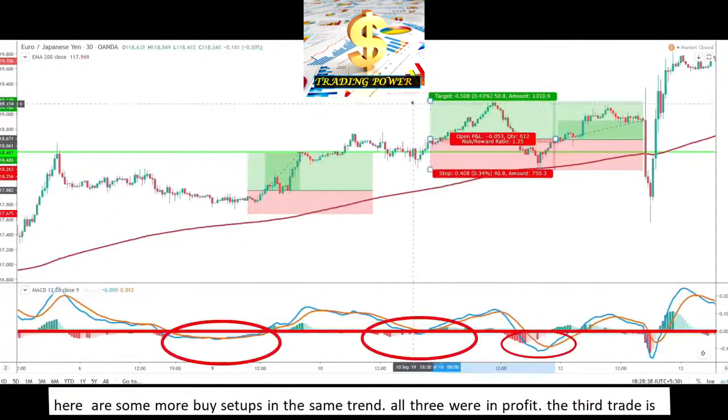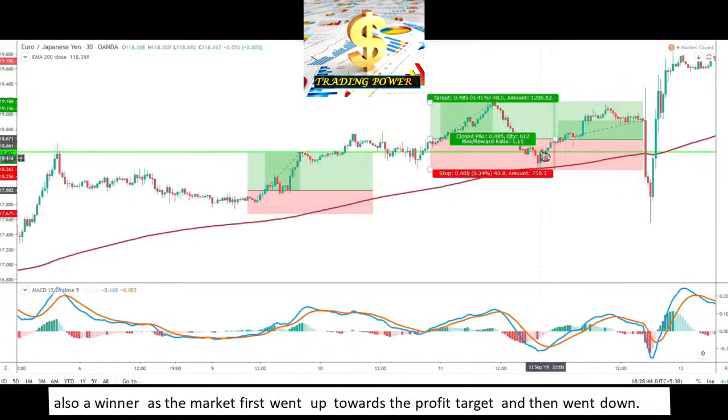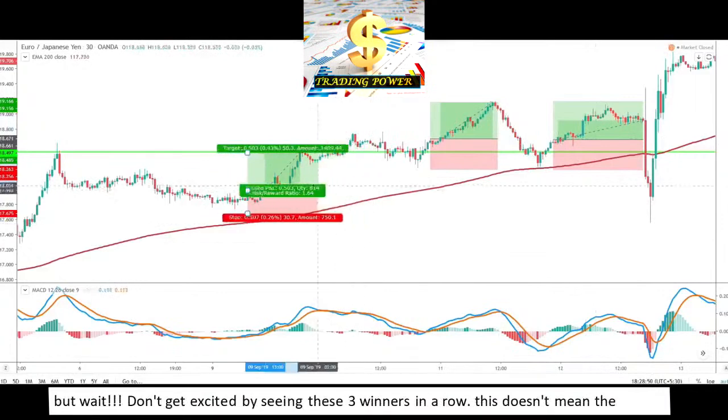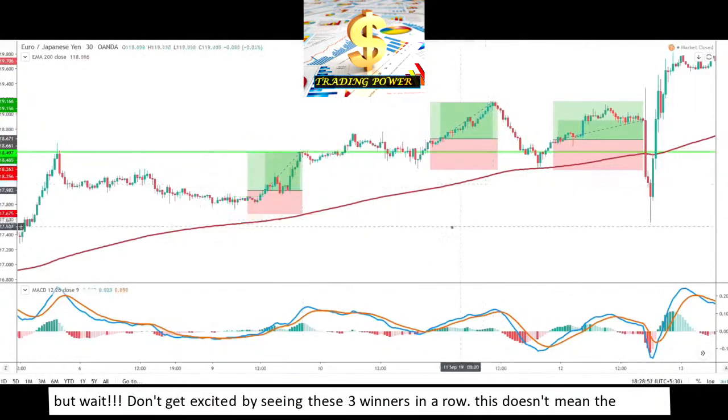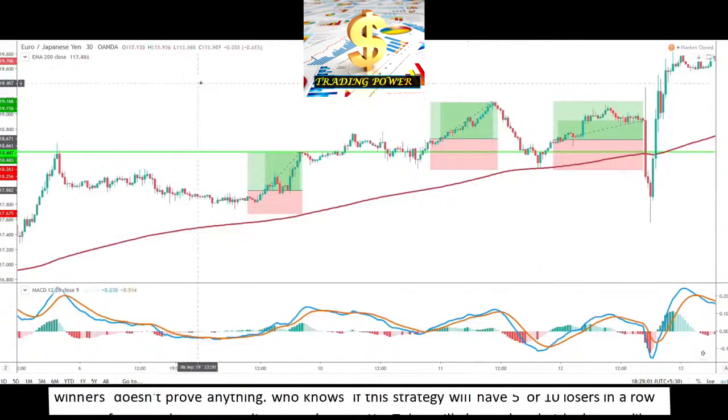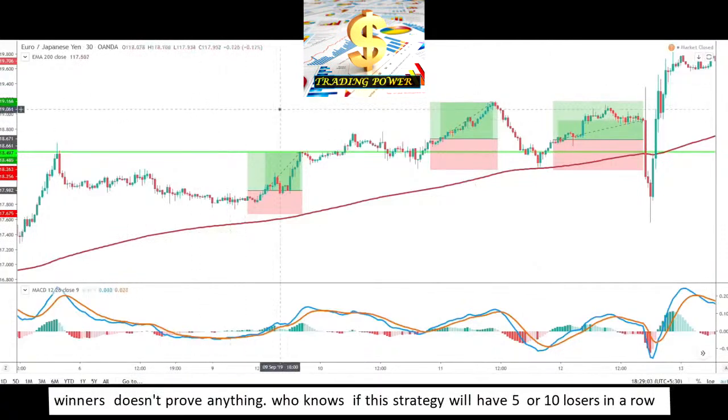Here are some more buy setups in the same trend. All 3 were in profit. The third trade is also a winner, as the market first went up towards the profit target, and then went down. But wait! Don't get excited by seeing these 3 winners in a row. This doesn't mean the strategy is profitable at all. Just because I showed you a hand-picked buy setup that had 3 winners, doesn't prove anything. Who knows if this strategy will have 5 or 10 losers in a row next.